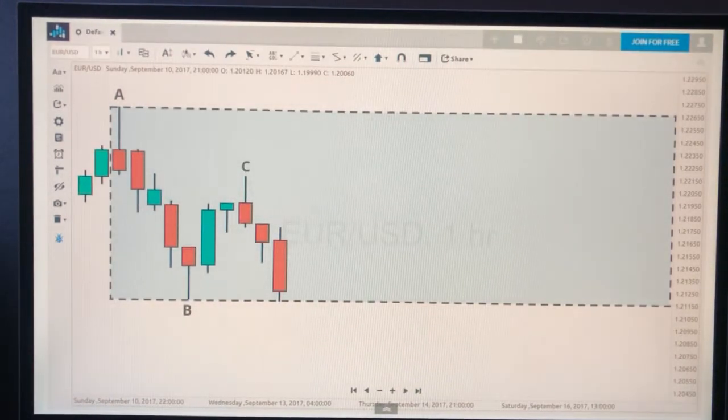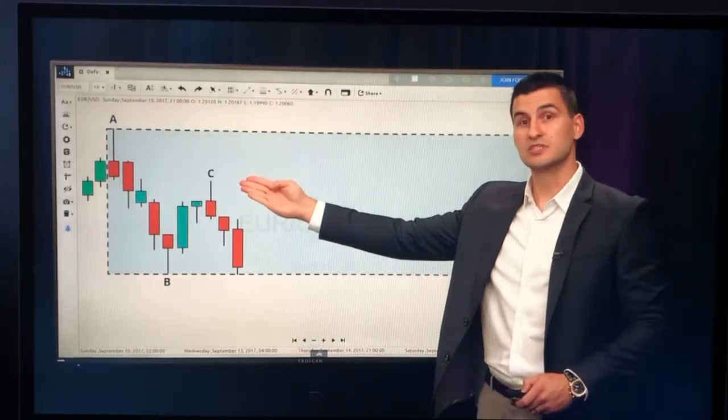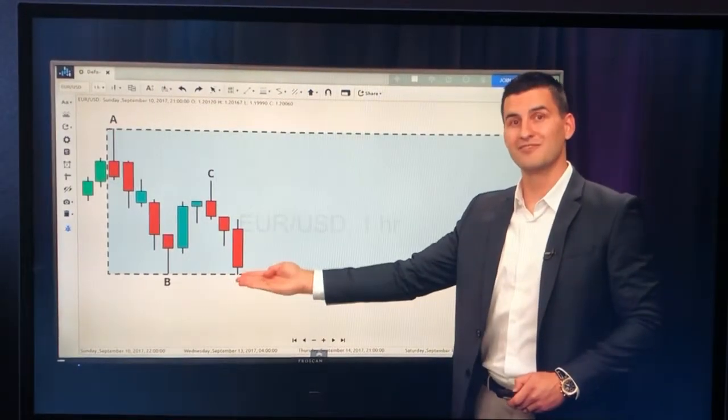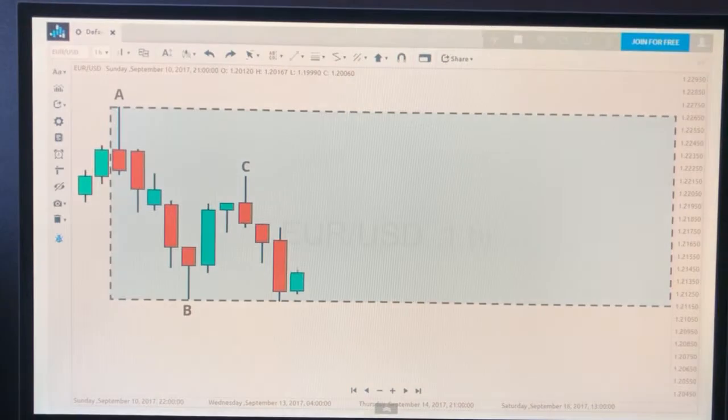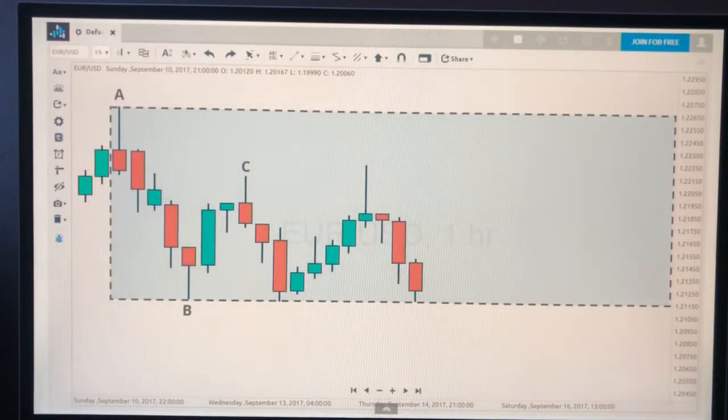Now, first your A, then your B, then your C. And your C is the deepest retracement of the AB boundary. Now remember, it is the deepest retracement of the AB boundary. So oftentimes the market will form a deeper C than what you initially thought. So just keep that in mind.